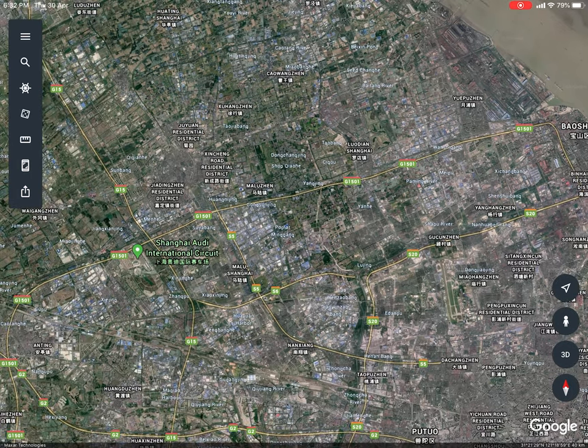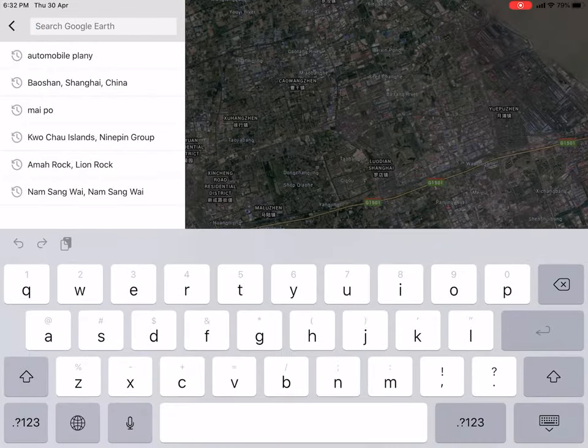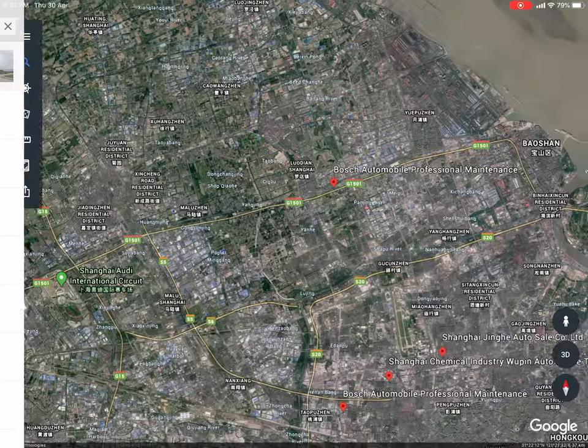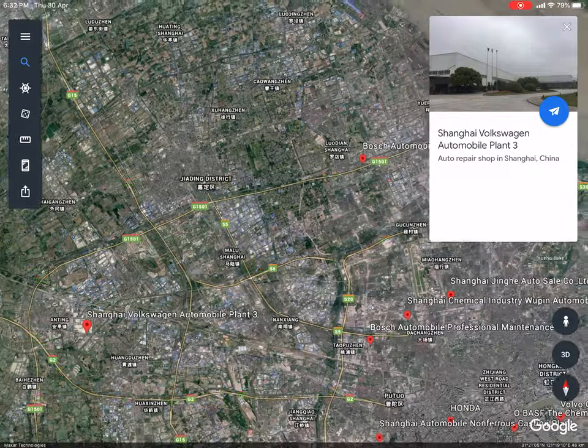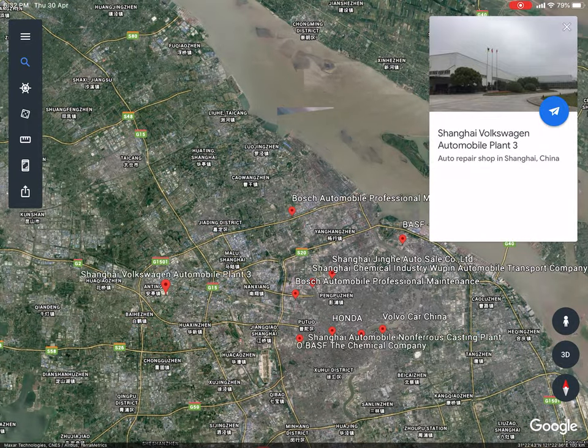If we are not very far away from the Baosan iron and steel industry and the automobile plant, just less than 100 kilometers, okay, hopefully.